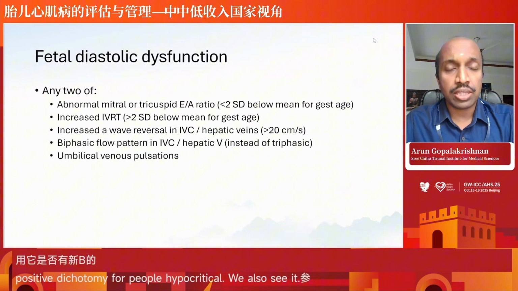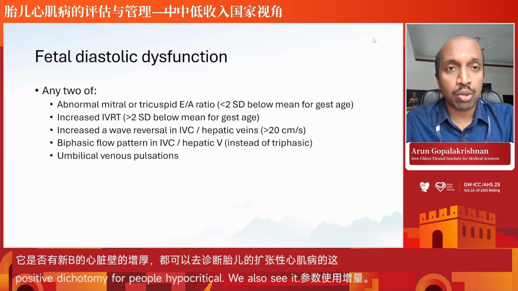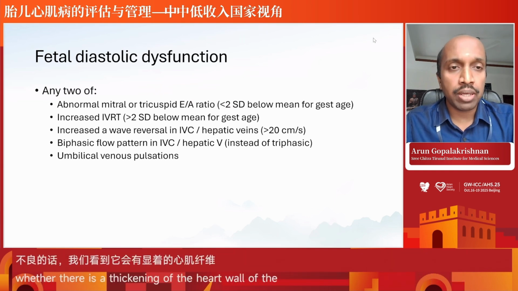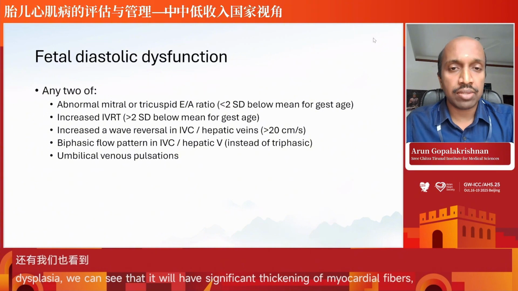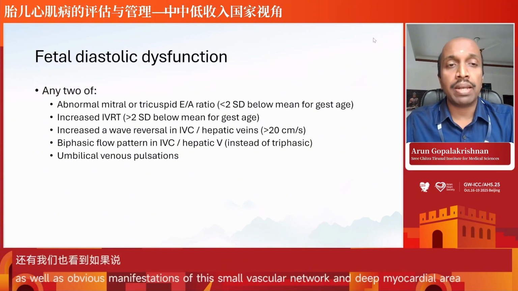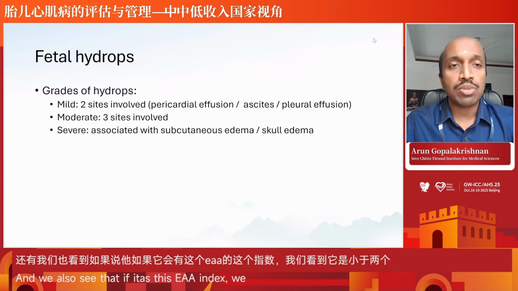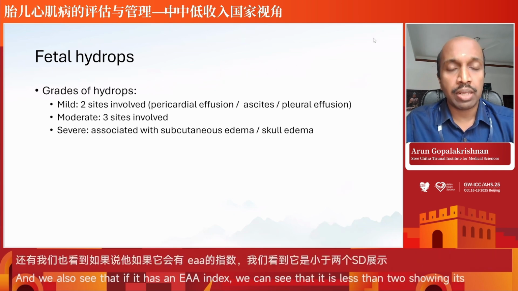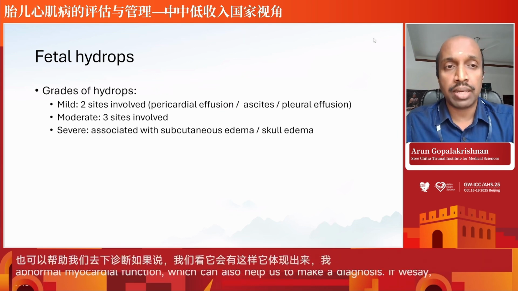Fetal diastolic dysfunction is extremely uncommon compared to systolic dysfunction in fetal life, but it portends a grave prognosis. And it is diagnosed by mitral inflow Doppler, abnormal mitral or tricuspid EA ratio, increase in the interventricular relaxation time, increase A-wave reversal in the venous side, biphasic flow pattern, or umbilical venous pulsation. Any two of them constitutes fetal diastolic dysfunction. Hydrops fetalis, when the baby gets bloated up in the fetus, can be mild, moderate, or severe, depending on the number of sites involved. And when it is associated with subcutaneous edema or skull edema, it is considered as severe hydrops.